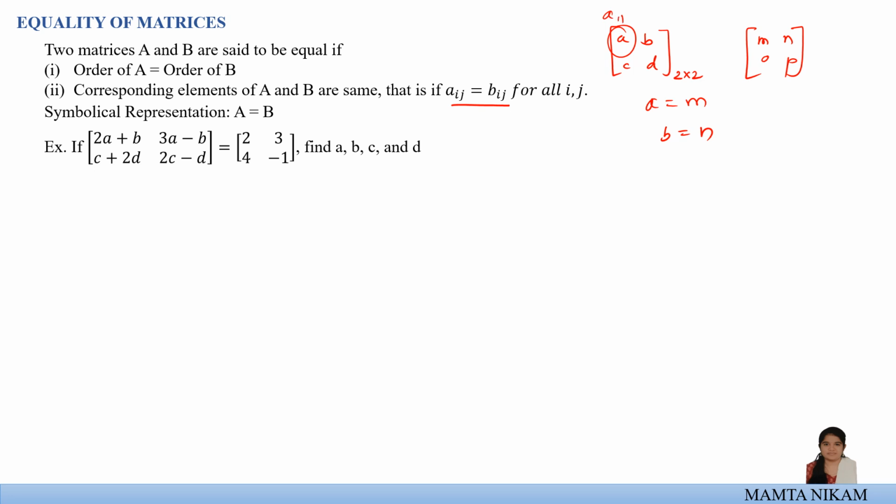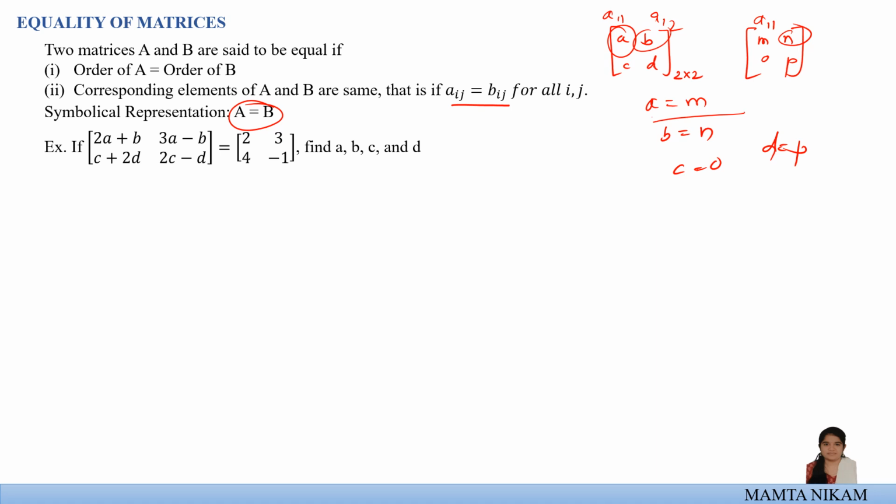Aij मतलब A11, तो यहाँ पे A11 क्या है? M, तो A is equal to M. A12 तो B and N. C is equal to O, D is equal to P. Such is the case. Okay. And how do we represent? We represent equal matrices as A equals to B. So let's discuss an example based on it.